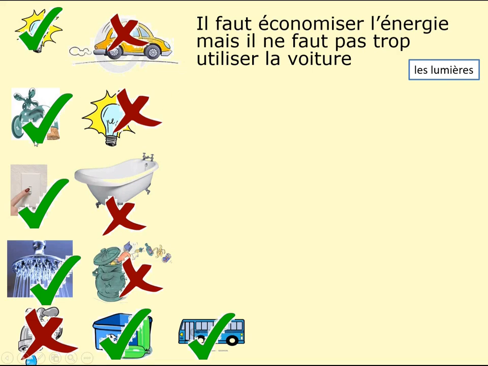So what I want you to do is make 4 sentences, or I suppose mini paragraphs, for these images here. So how would you say you must save water? You must not waste energy. You must save energy or turn off the lights. Lights is les lumières if you want to use that phrase. You must not have a bath too much. You could use the trop, too much, avoir, have a bath. You must have a shower because it uses less water.